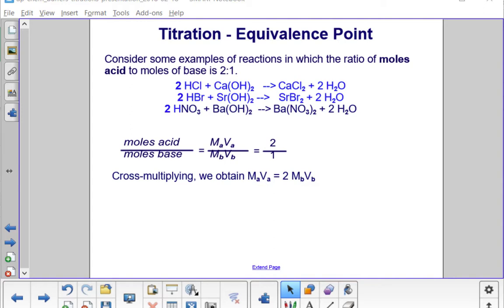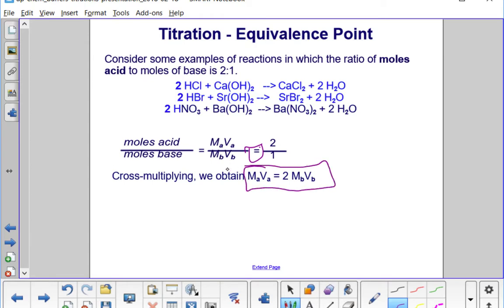So MAVA over MBVB equals, given the stoichiometric ratio, 2:1 acid to base. And then if we just cross multiply here, because we have an equation with an equal sign in the middle right here, and get this equation into a form that we're familiar with, basically if I just move this MBVB to the other side of the equation, then I get MAVA equals 2 MBVB.